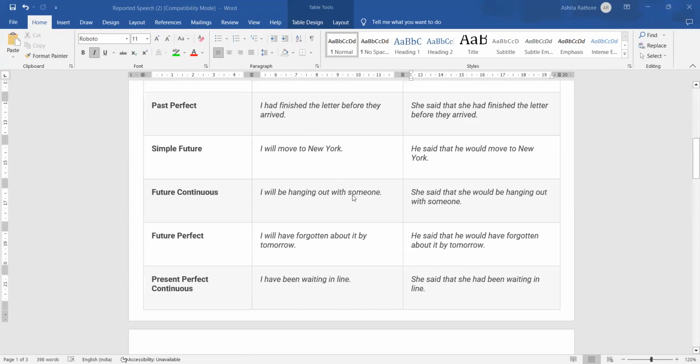Simple future. Future perfect. Is this future perfect? How do we convert a sentence into future perfect? Will have verb. Exactly. There is no will have third person.